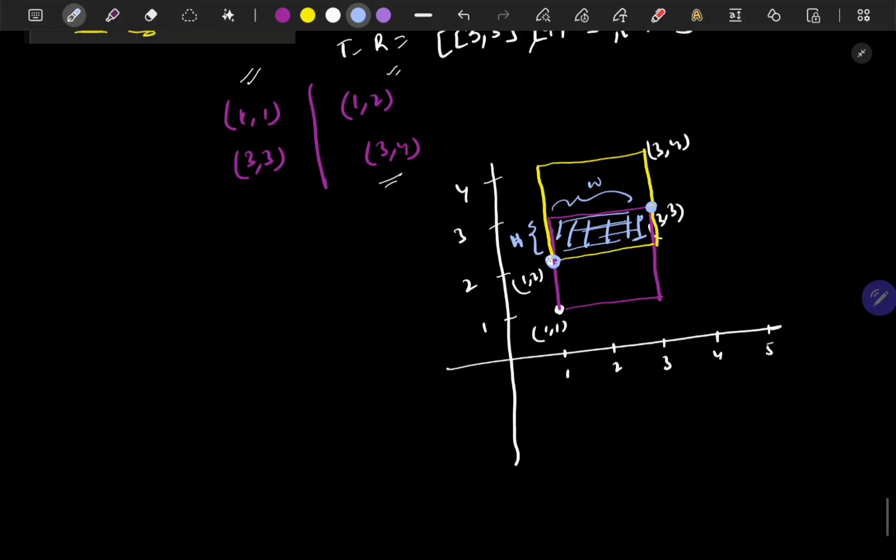So how will we find this height? This height will be the minimum of both. If we take the minimum of this one and this one, to check this height we need to take care of our y values. So 4 and 3. What is the minimum of 4 and 3?